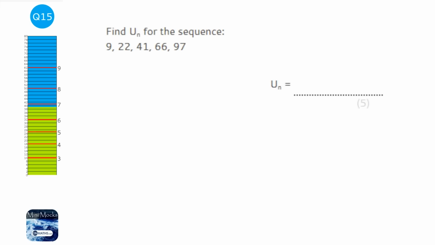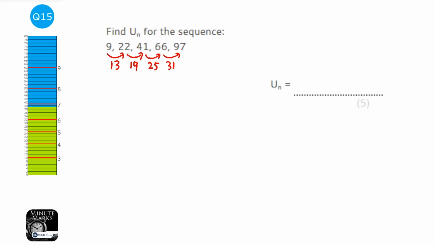Okay, so we're asked to find the nth term of the sequence. So the first thing I need to do is work out what the sequence is going up in. So 9 to 22 will be 13. 22 to 41 would be 19. It's not the same. Okay, so that will be 25. And then this will be 31.